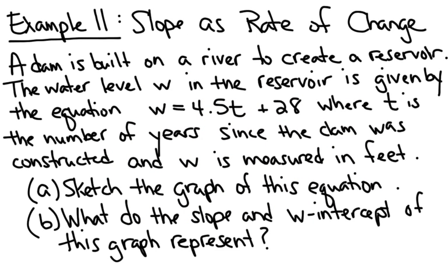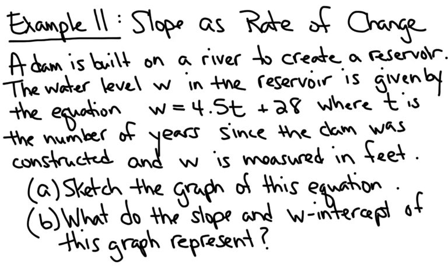Let's do a real-world application problem using rate of change. A dam is built on a river to create a reservoir. The water level W in the reservoir is given by the equation W is equal to 4.5 T plus 28, where T is the number of years since the dam was constructed, and W is measured in feet. Sketch the graph of this equation. What do the slope and W-intercept of the graph represent?